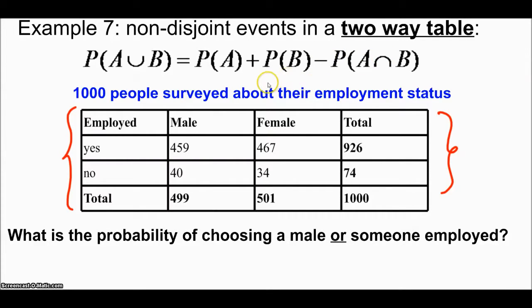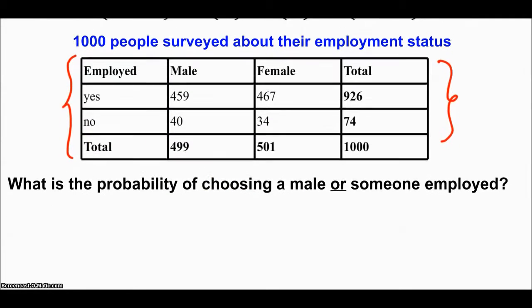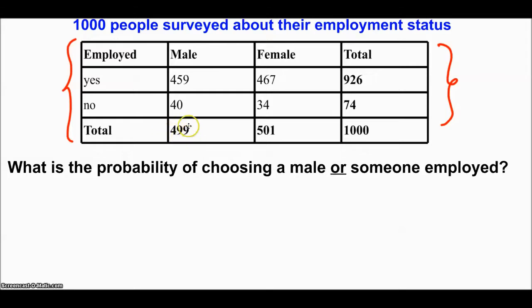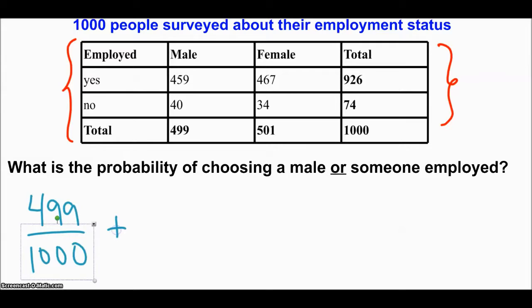Okay? So what we actually have here is, what is the probability of choosing a male or someone employed? So if we look, there are 499 males out of 1,000. That is the probability of A. And then we want to add the probability of someone who's employed. So if we take a look here, I have 926 employed surveyors out of 1,000.